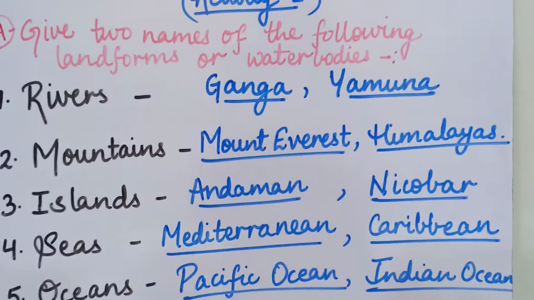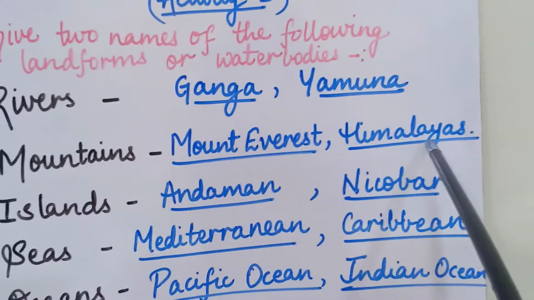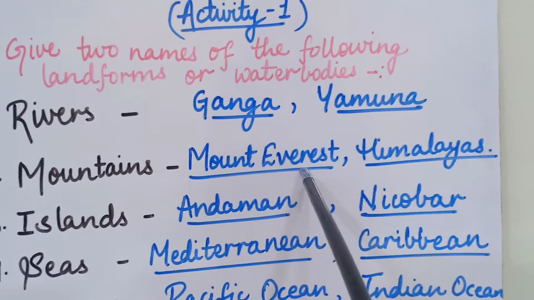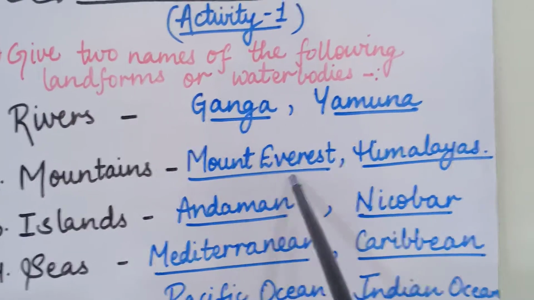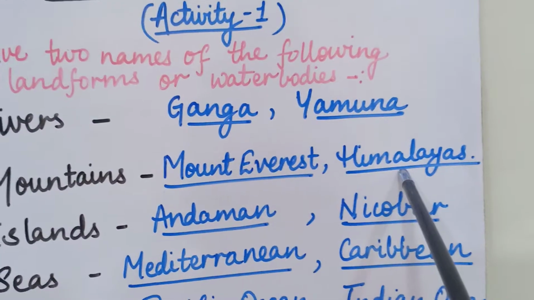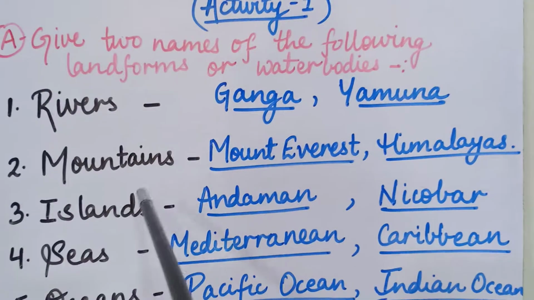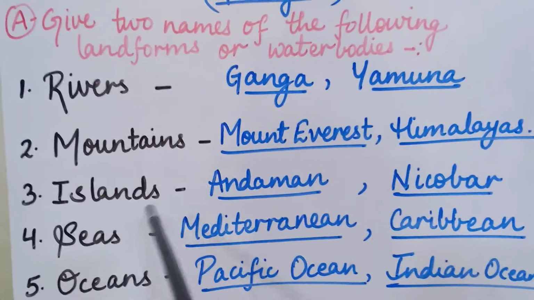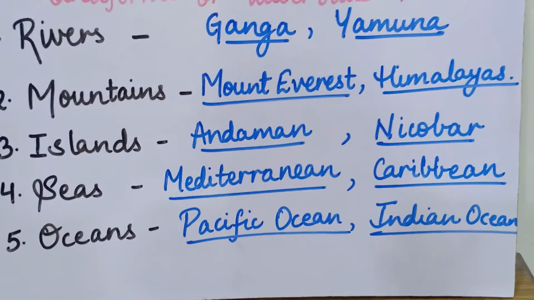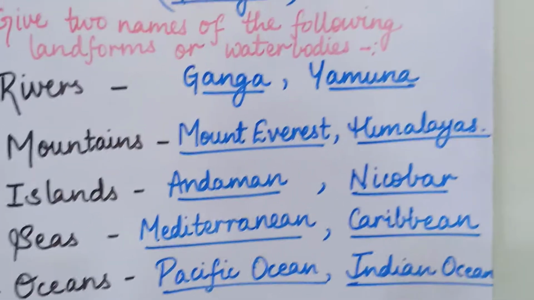Now coming to the second part, the landform, mountains. What are the two names of the mountains? Very famous names, Mount Everest and Himalayas. MOUNT, Mount, EVEREST, Everest, Mount Everest, and the second mountain name is Himalayas, HIMALAYAS. Is that clear? Now coming to the third part, islands. What are islands, children? An island is a piece of land which is surrounded by water from all sides.